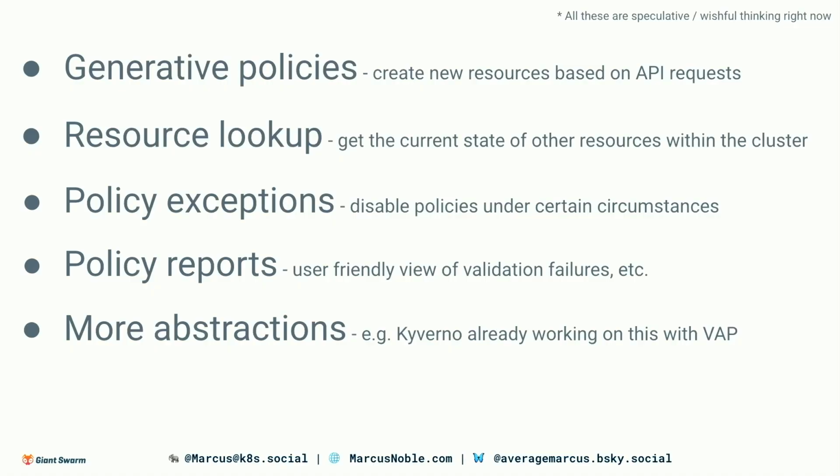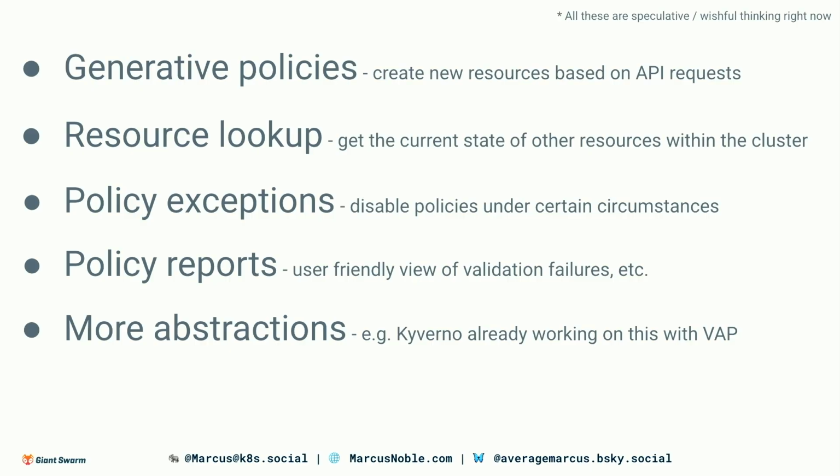Policy reports. So we've already got the audit log, which is okay. I don't know about you, but I don't particularly enjoy skimming through a massive audit log. So I imagine that there's going to be some third-party policy report tooling that will allow us to see these validation failures in a much nicer way, being able to aggregate them and see at a cluster level what is failing, what our users are trying to do, and all this kind of thing.